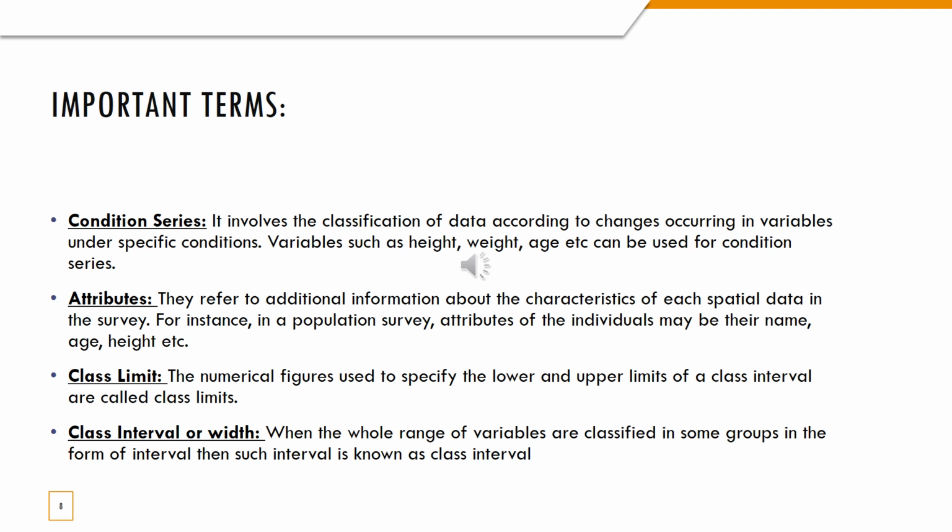Now, class limit. The numerical figures used to specify the lower and upper limit of a class interval are called class limit. Like in stats in grade 10, you had done about the class interval. The class interval is the next term written. Suppose 0 to 10 is given to you. So 0 and 10 are the limits. Class interval is what? 0 to 10. If they ask you to find the intermediate value of the class limit, then it will be 5. You are going to get many numericals which will have class intervals, which you will be doing later.